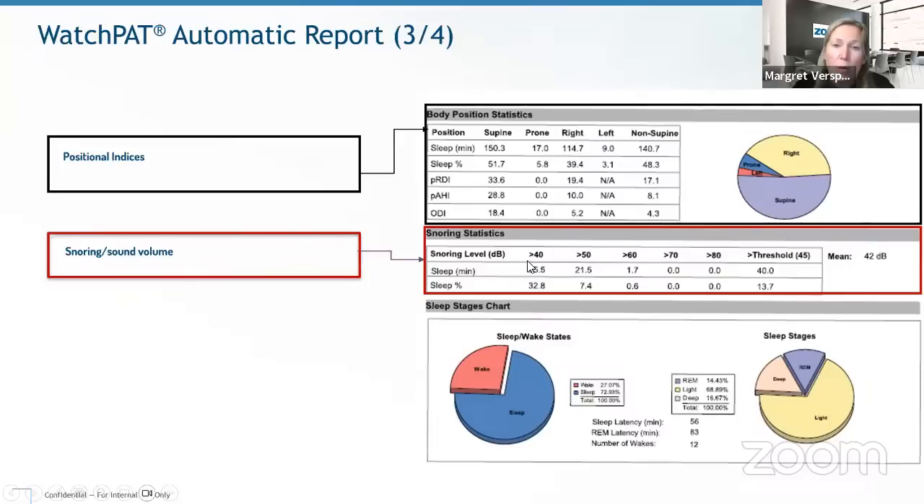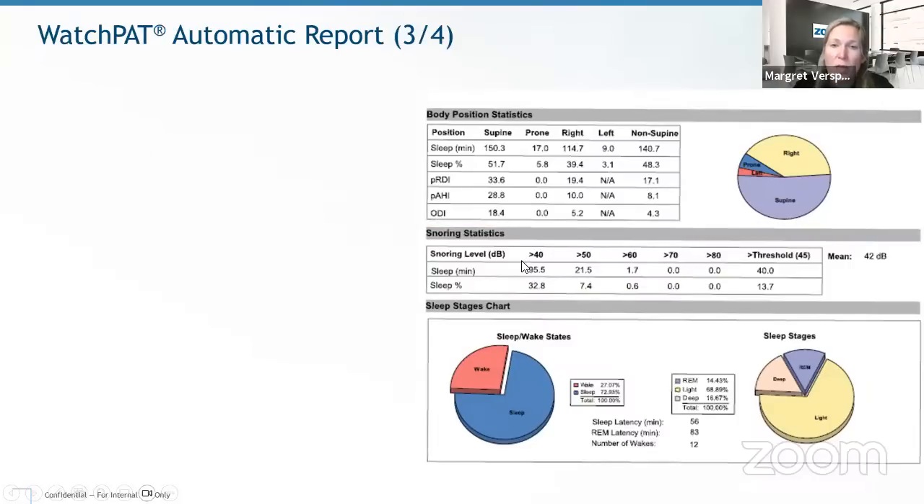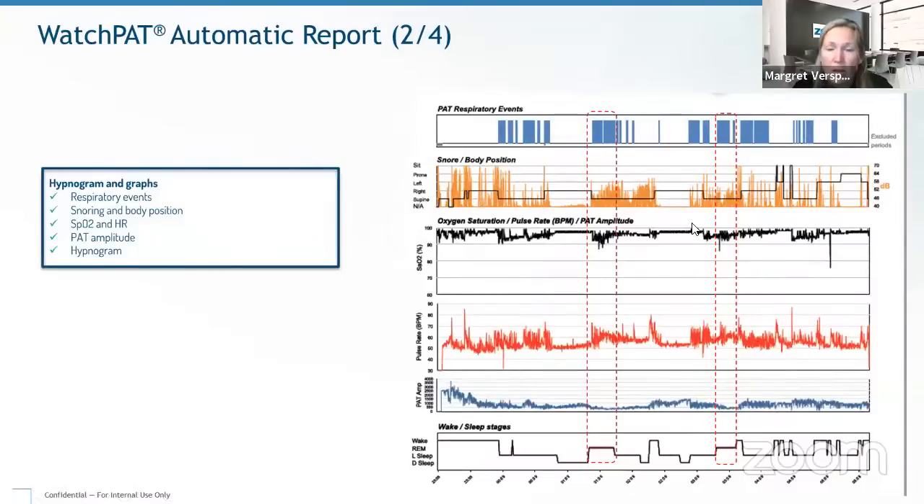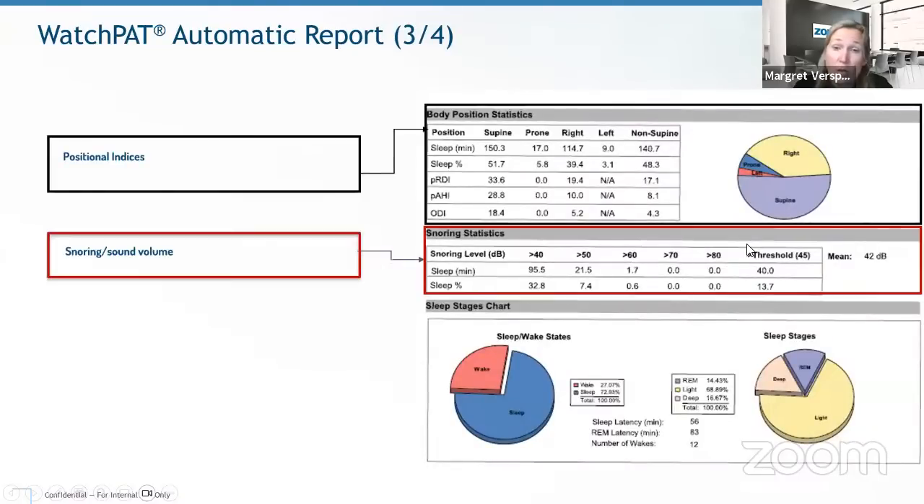What we see here is that the patient is, in a lot of blocks, quite a heavy snorer, over here and over here. Also when the patient is moving, you can see increases in sound, which you can also see here.